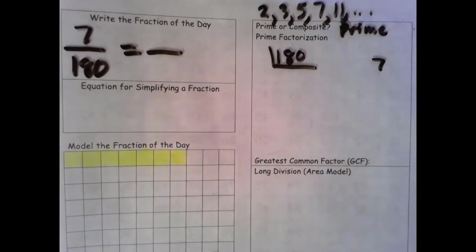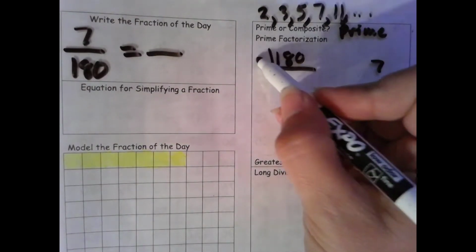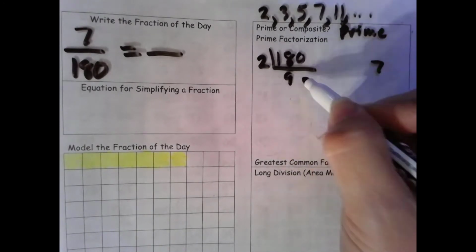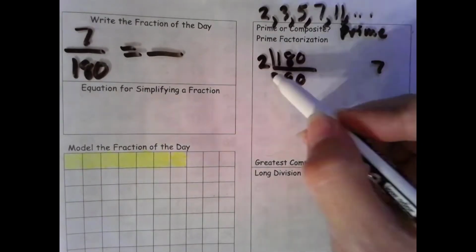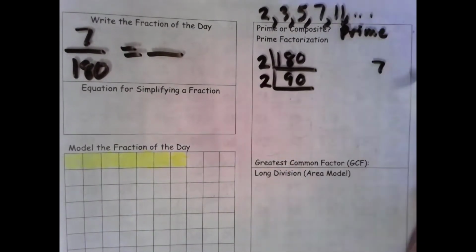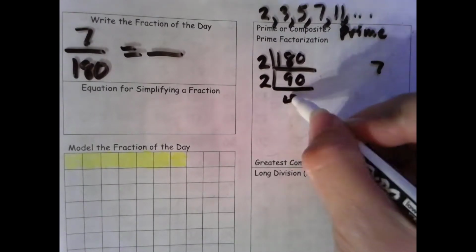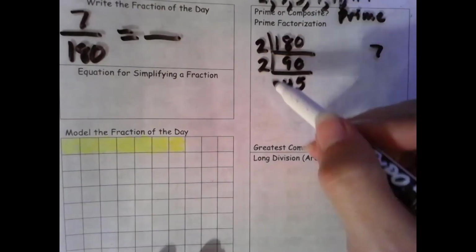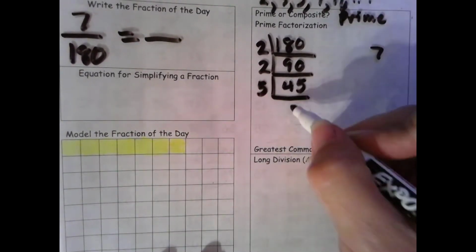So I'm going to start with my lowest one, 2, because this is an even number, so I know I can divide by 2. Half of 18 is 9, so half of 180 is 90. Again, this is even, so I can take half again. Half of 90, well, I can't do half of 9, but I can do half of 8, or 80, which is 40. And then half of 10 is 5. This ends in a 5, so I can divide by 5. 45 divided by 5 is 9.